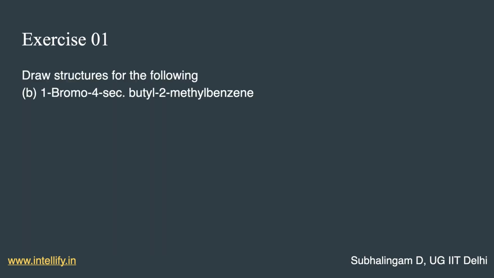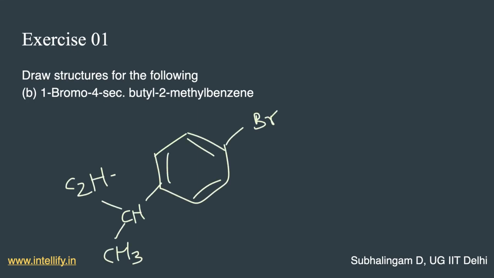Another example, let's try to draw 1-bromo-4-sec-butyl-2-methylbenzene. By the way, sec, primary, tertiary, those things are part of IUPAC nomenclature also. But iso, neo, those things don't come under IUPAC. Let's continue. Let's try to draw this. We have methylbenzene, 2-methylbenzene. So the benzene is the main ring over here, and we have 1-bromo, 4-secondary butyl, and 2-methyl. I hope it's clear now, and yeah, I'm moving on.